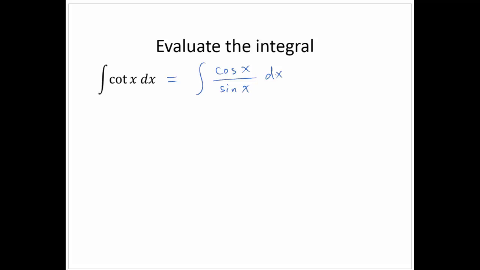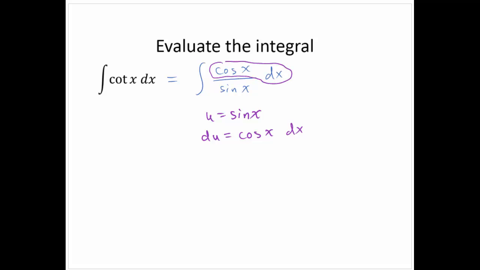Now, what if I were to let u equal sine of x? Well, the derivative of sine x is cosine x dx. And notice I have this cosine x dx.